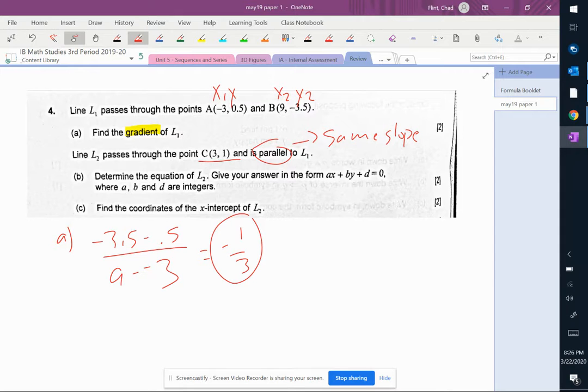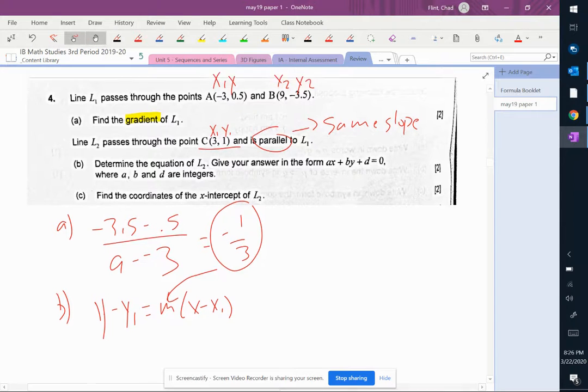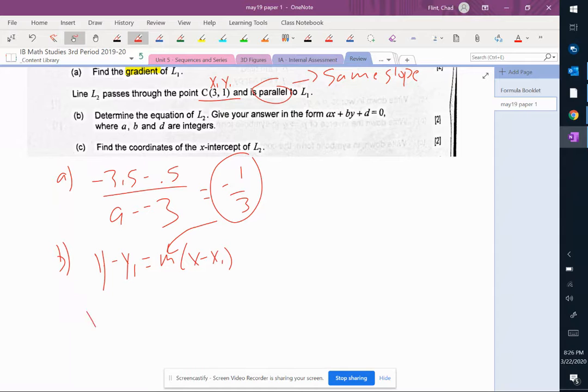Now, if you do this the way that I normally do it, you need to know this formula, which is not on your formula sheet. It's called the point slope or the point gradient formula: y minus y1 equals m times x minus x1. It makes all the equations 1,000 times easier to deal with. So I'm going to plug the slope into the m, and then this is going to be x1 and y1. So I'm going to plug those in. I'm going to end up with y minus 1 equals negative 1/3 times x minus 3.